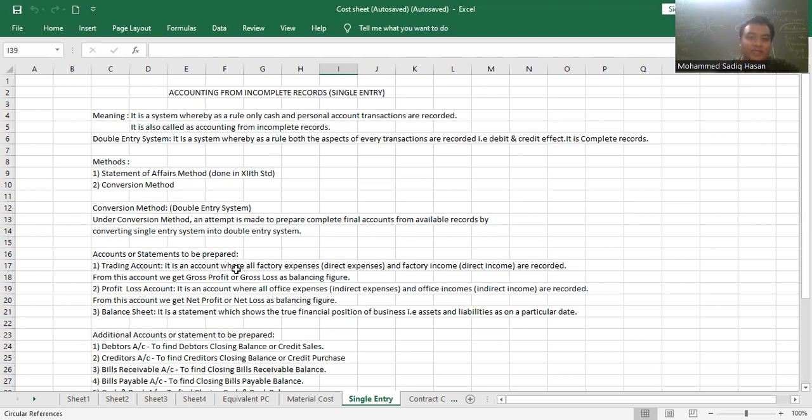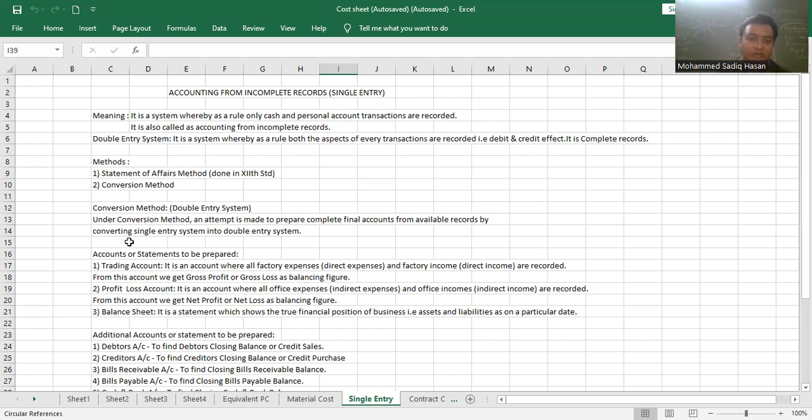As you know, the basic concept of this chapter is that we need to prepare complete final accounts. So if I'm talking about final accounts, three things come to my mind. One is the trading account, one is the profit and loss account, and one is the balance sheet. So these three things come to my mind. Let's talk about the trading account first.